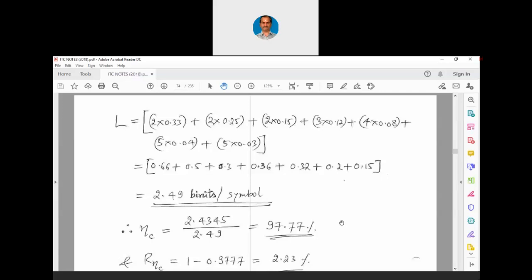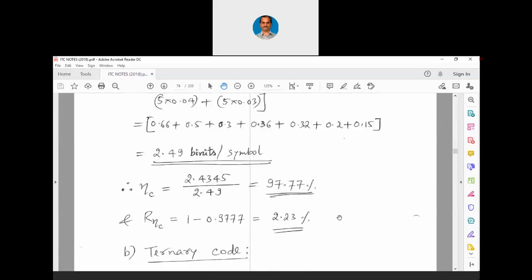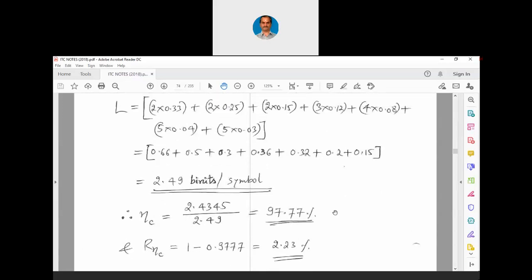But we cannot change it as such, because it is dependent on the probabilities of the symbols as well. We cannot change it as such. In the next class, let me discuss what is the meaning of the ternary code and what is its usage in the communication system. Now, as it is already time up, I am going to end this class. See you in the next class.